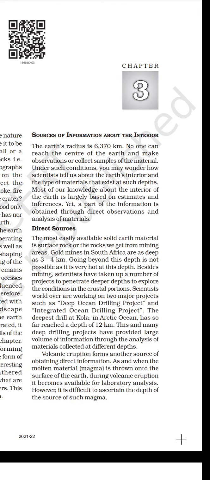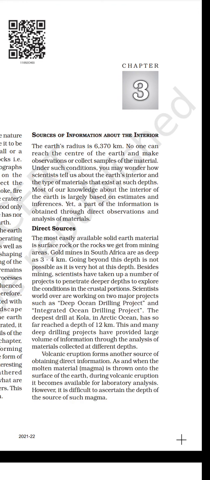Sources of information about the interior. The Earth's radius is 6,370 kilometers. No one can reach the center of the Earth and make observations or collect samples of the material. Under such conditions, you may wonder how scientists tell us about the Earth's interior and the type of materials that exist at such depths. Most of our knowledge about the interior of the Earth is largely based on estimates and inferences. Yet a part of the information is obtained through direct observations and analysis of materials.